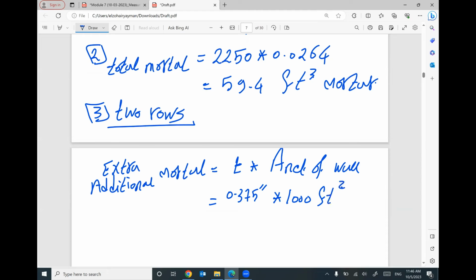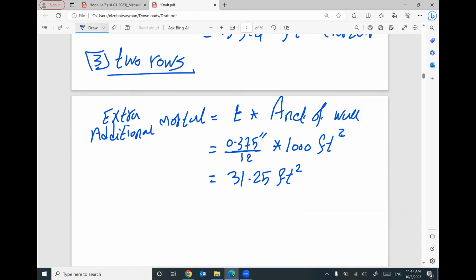I cannot multiply inch by square feet. I have to convert this one to feet. So 0.75 divided by 12 times 1,000 square feet. I got 31.25 square feet. And this one will be multiplied by T, which is, I'm sorry. So this is the total amount of additional mortar to be considered.